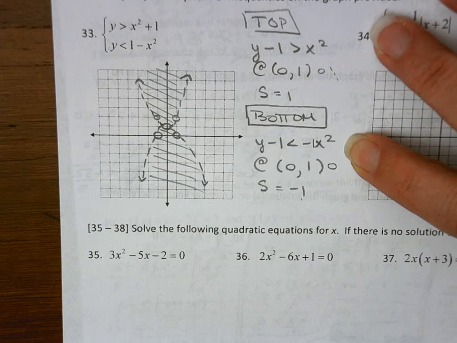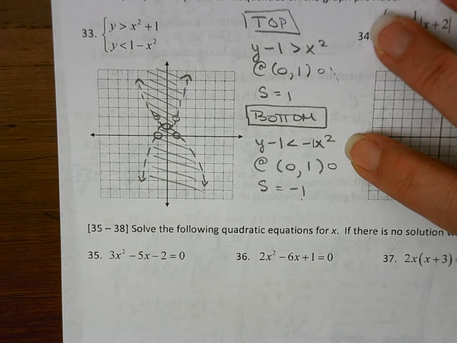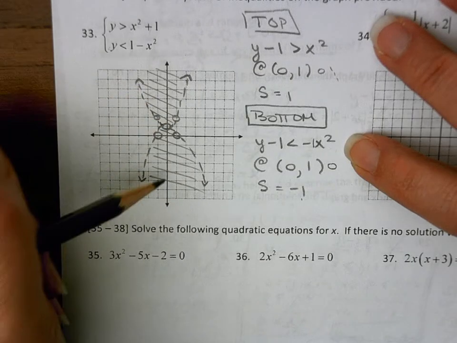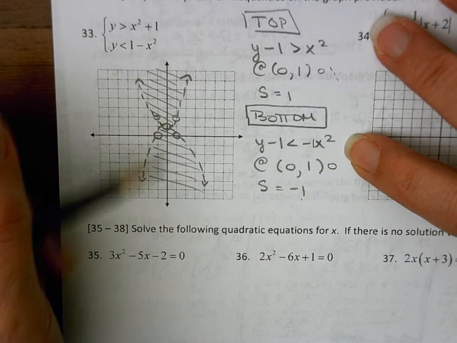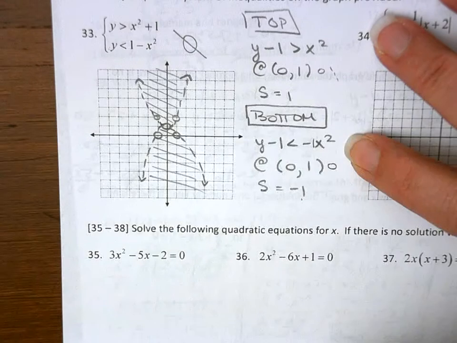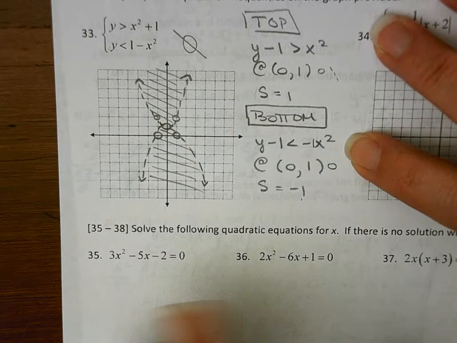And then I want to look to see where the shaded section is common, and there's no place common, right? There's nothing shaded up here and also down here. So there's no overlap, and that means there's going to be no solution. Okay, let's take a look at 34.